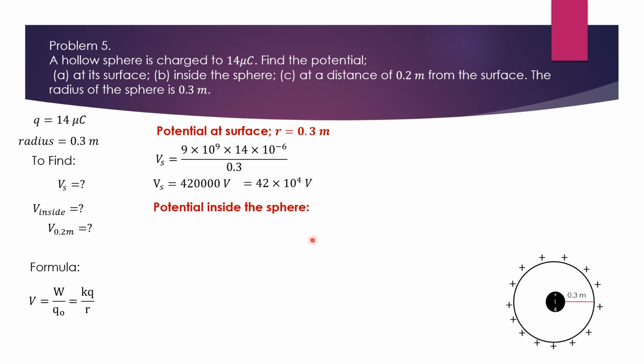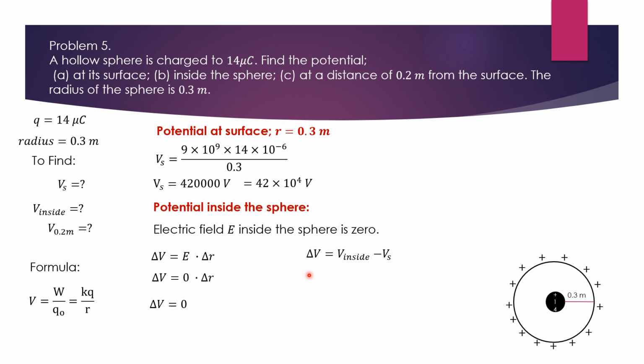The potential inside the sphere. For potential inside the sphere, note that the electric field E inside the sphere is 0. Since delta V is equal to E dot delta R, and E is equal to 0, delta V is equal to 0. That tells us that delta V is equal to 0. There is no difference in the potential. And since delta V is equal to V inside minus V on the surface, and this is 0, V inside is equal to V on the surface, which will be equal to 42 into 10 power 4 volts.